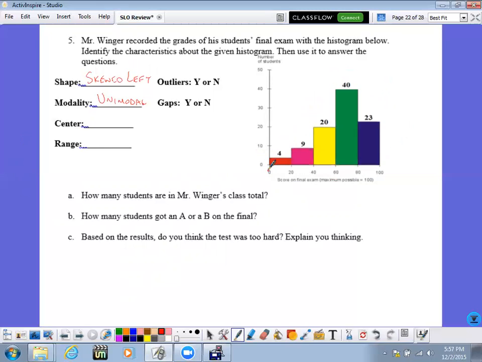Remember, your range is from start to finish, so 0 to 100. It's a histogram, so I'm not going to subtract. I'm going to leave it as that range. Your outliers, no. Our data is pretty much all together, so I would say no on outliers, and there's no gaps. A lot of people got this wrong. They wanted to say, like, if there was nothing right here at the beginning, oh, that's a gap. It's at the beginning. In order to be a gap, you have to have data on both sides. So in this case, no, we don't have any gaps.